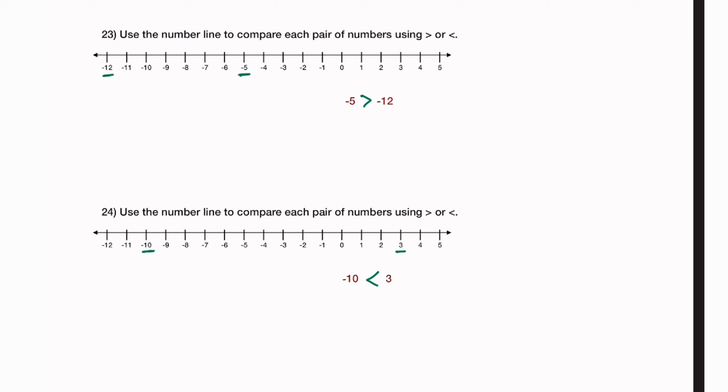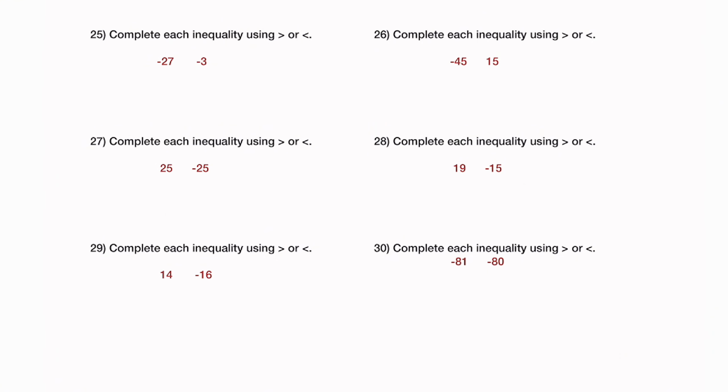Let's go to the next one. Again, we have to complete the inequality for the 6 questions, right? Using the less than or greater than sign, as we did in the previous one, but this time we don't have a number line. But you know the logic, right? Both negative numbers. When both are negative, the smaller one will be greater than the larger one. Then minus 45 and 15, negative and positive. Of course, the negative is smaller than the positive.